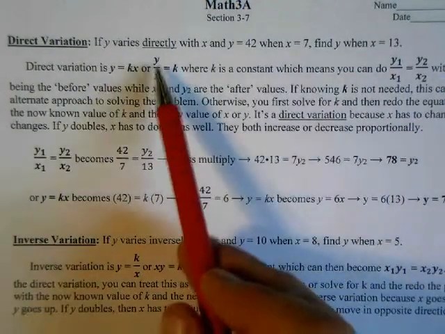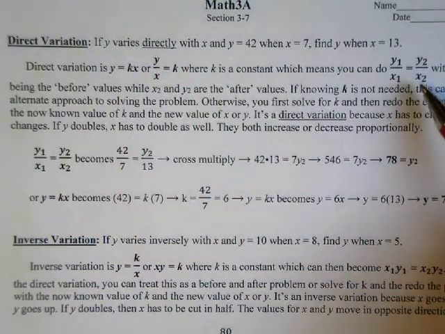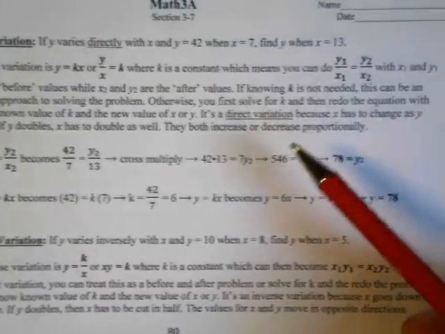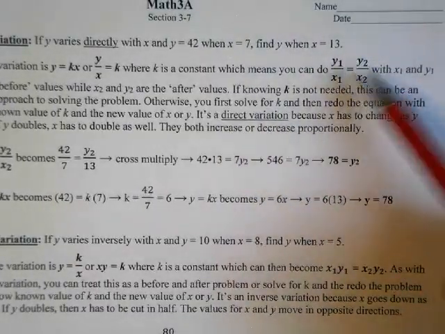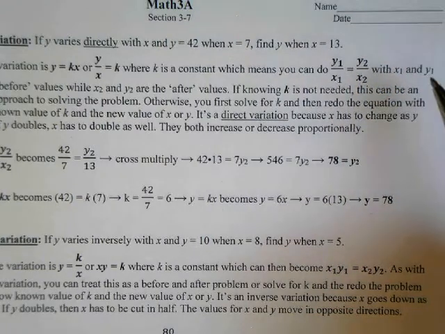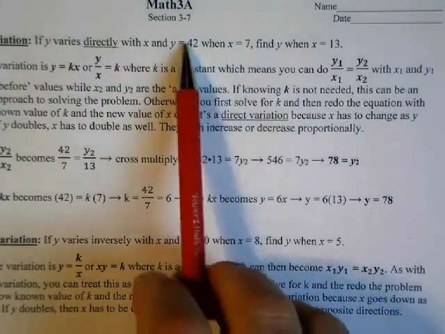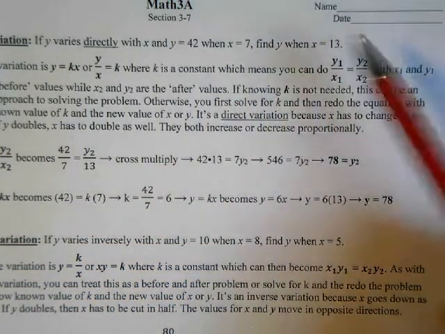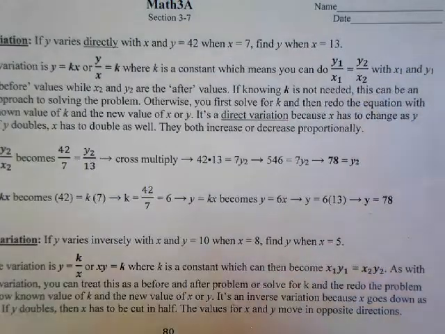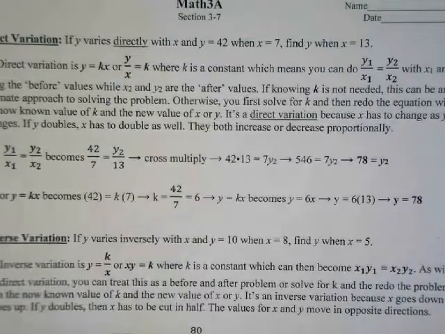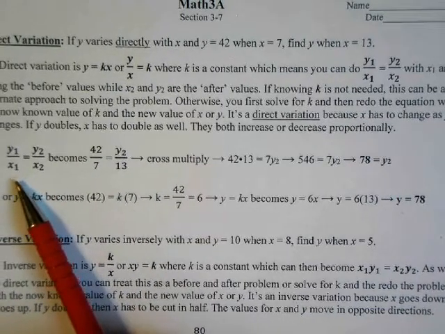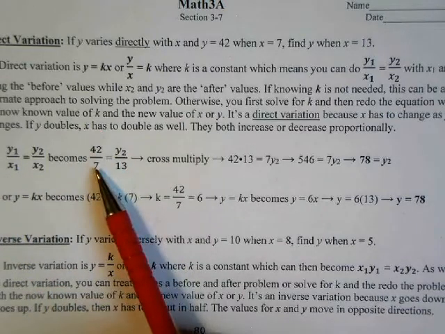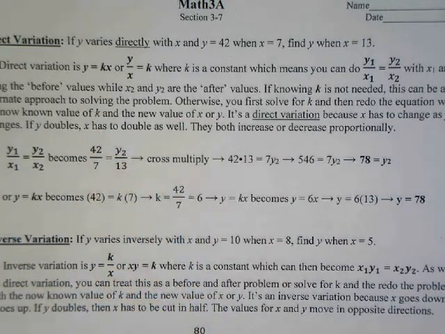However, a different way, instead of writing out an equation like this, is I can set up a situation like this. Here, y1 over x1 equals y2 over x2. And I kind of think of the ones as being the before case. So up here, my y 42 and my x 7 would be the before case. And then the after case is, well, now what's y when the x is 13? And so that allows me to set it up in this form. So here's my y1 over x1 equals y2 over x2. Here's my 42 over 7 equals the new y over 13.